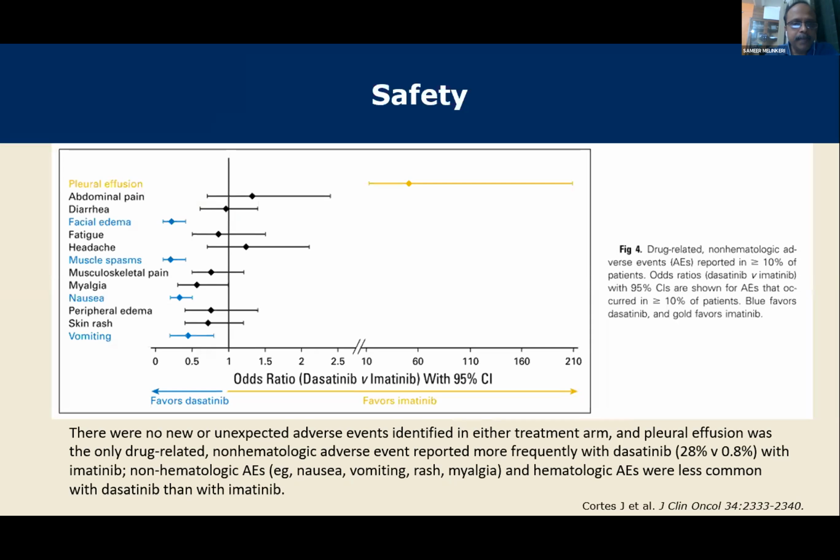In terms of safety, the right side favors imatinib. So dasatinib has a problem of abdominal pain and headache in addition to the pleural effusions that we spoke about. Most of the other side effects favor dasatinib, and therefore many patients who have side effects on imatinib tend to go on to dasatinib in our routine practice.